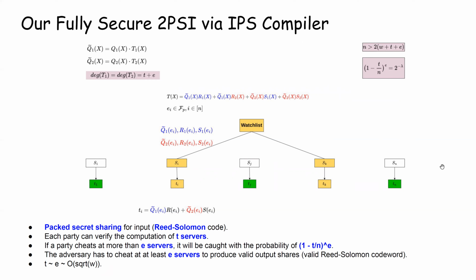The first step is to pad Q1 and Q2 with random polynomials, each of degree T plus E, where T and E are the cut-and-choose parameters such that (1 minus T over N) to the power E equals 2 to the minus lambda, where lambda is a security parameter. Next, the parties will secretly share Q1 tilde, Q2 tilde, R1, R2, S1, S2 to the imaginary servers, and each selects T random servers to watch. The shares are the evaluations of these polynomials on endpoints of the Reed-Solomon code of the input polynomials. At each server, the parties compute the share T_i of the output polynomial T(x). The correctness of T is guaranteed by the watchlist.